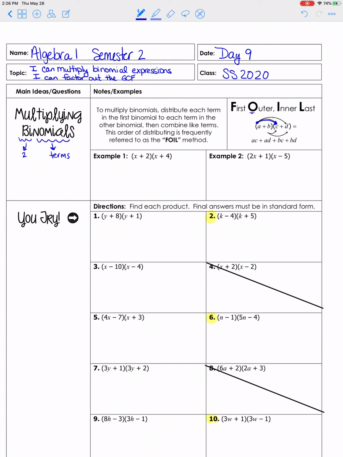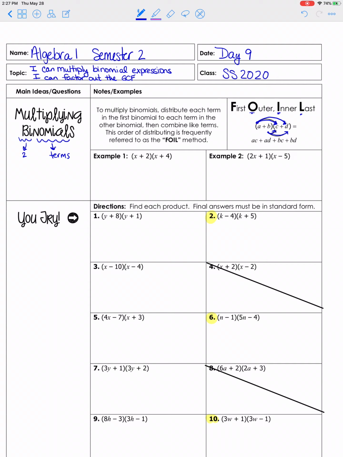Then we're going to do the outside. So the first times the last. The insides would be the second times the third, and lasts would be the last one in each of those two brackets. When you multiply them together, you're going to add those parts in between each of the first, outer, inner, lasts. So let's do an example. We'll do example 1 with the FOIL method, and then I'll do example 2 with the method that you probably learned in class.